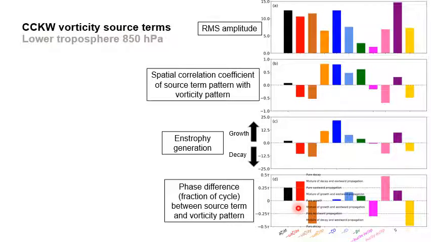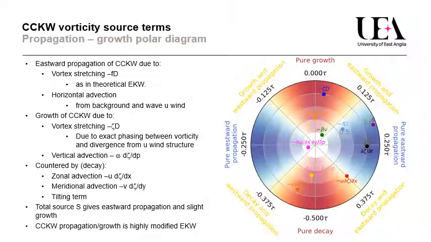Actually, I'll jump straight to the next slide now, because I'm going to show the amplitude and this phase difference on a polar plot. I've called this a propagation growth polar diagram. Just to orient you, I've plotted each vorticity source term. The radial coordinate is the root mean square amplitude, the size of that term, and the angle comes from the phase difference, the shifting between the source term and the vorticity anomaly.